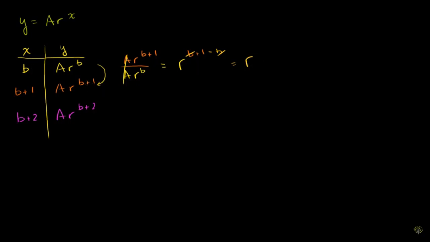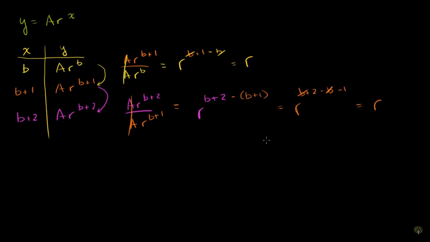Let's see what happens when we go from here to here. Once again, take the y value when x is equal to b plus 2. So a r to the b plus 2 divided by the previous y value, a r to the b plus 1. These cancel out, and we're left with r to the b plus 2 minus b plus 1, which is equal to r to the b plus 2 minus b minus 1. These cancel out, 2 minus 1. Once again, you're just left with r.